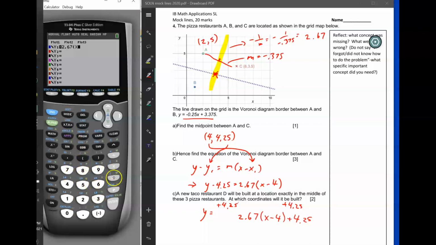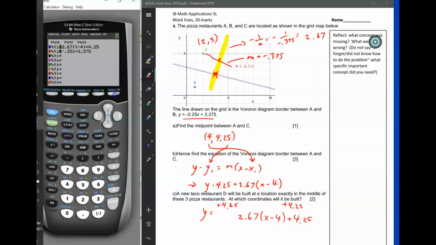X minus 4 plus 4.25. And then for the purple dotted line, we know that we're going to use the equation that's given to us, which is negative 0.25x plus 3.375.